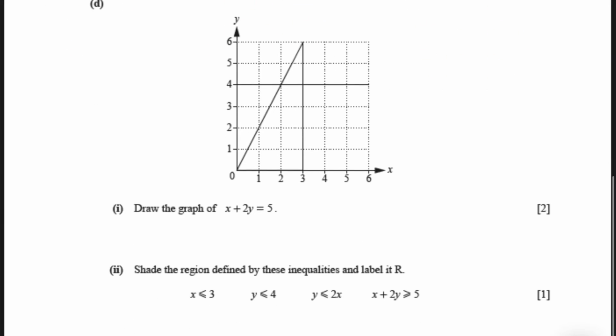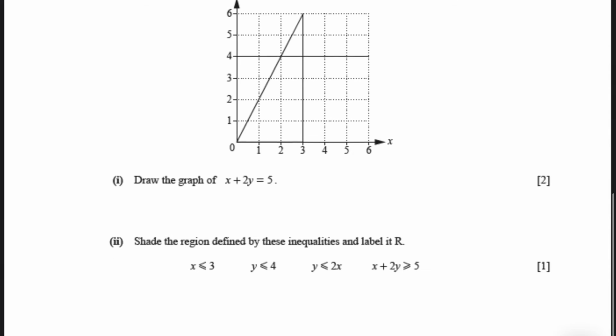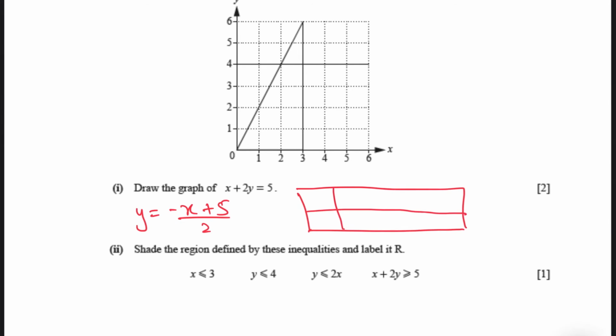Okay, the next part says draw the graph of x plus 2y equal to 5. First we rearrange this equation so that it looks like this: y equal to, so you bring everything on the right side, so it becomes negative x plus 5, all of this over 2. Then you draw a rough table. This table is for finding the values of x and y that need to be plotted on this grid. So x is here, y is here.